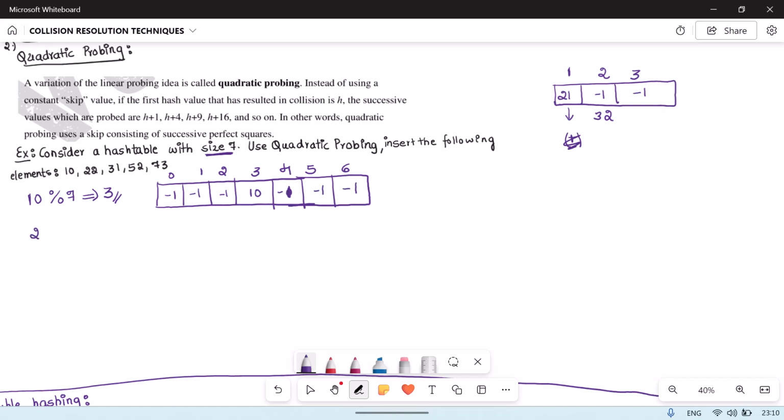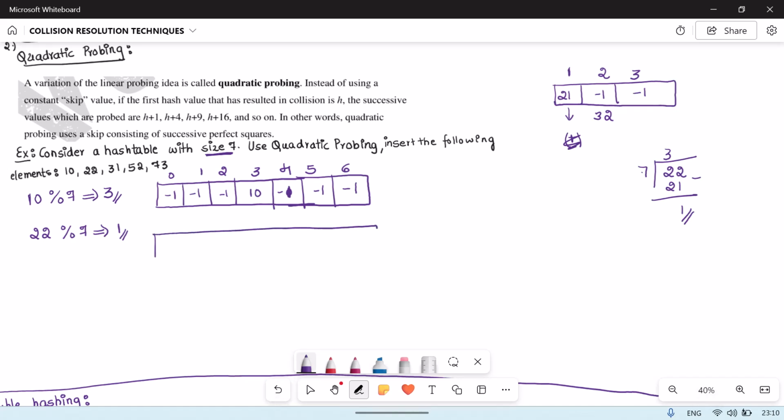Now take the next element 22. So it is 22 mod 7. What is 22 mod 7? 22 mod 7 is 1. 7 times 3 is 21, and when you subtract, you get the remainder as 1. So it goes in the first position.